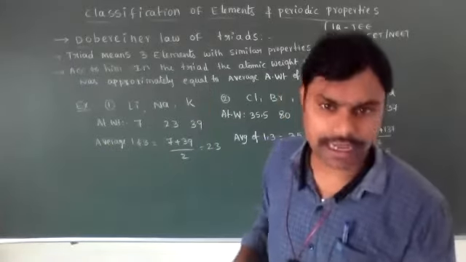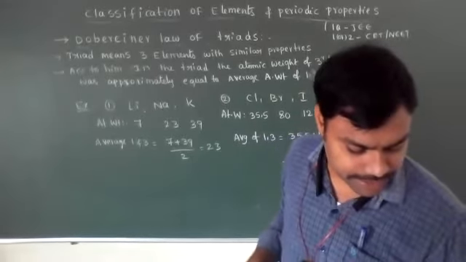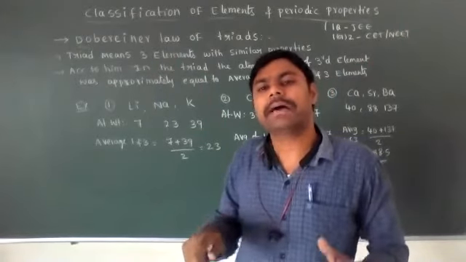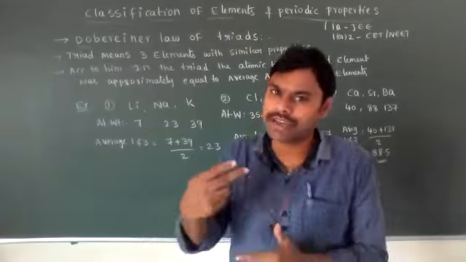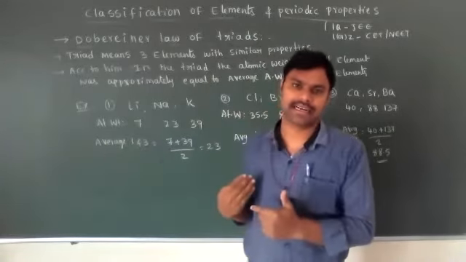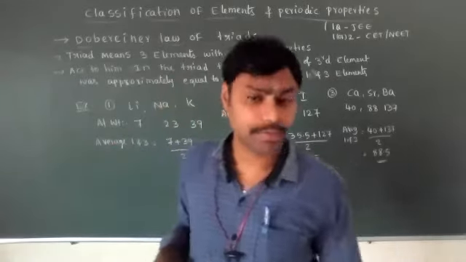That's why it is called a period. The elements arrangement in a tabular form is what we call the periodic table, because the properties also change in increasing order or decreasing order. That's why we are calling them periodic properties.